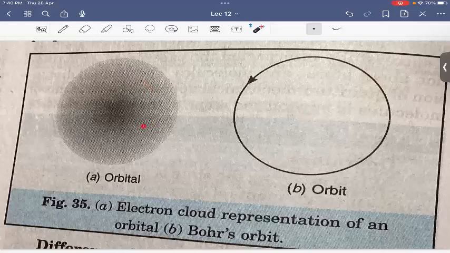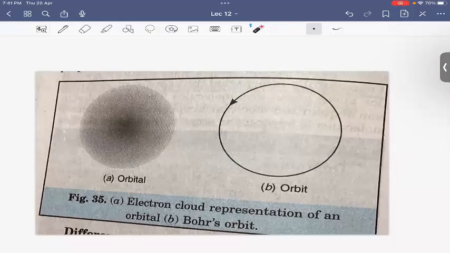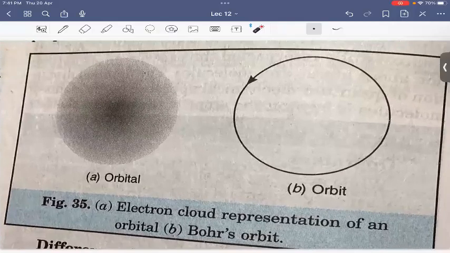So the orbital here is shown by a dotted figure representing the electron cloud. The intensity of the dots gives the relative probability of finding the electron in that particular region. It may be noted that there are some chances of finding the electron even outside the figure, right? However, those are very small, right? So now let us write down the difference between orbit and orbital, right?